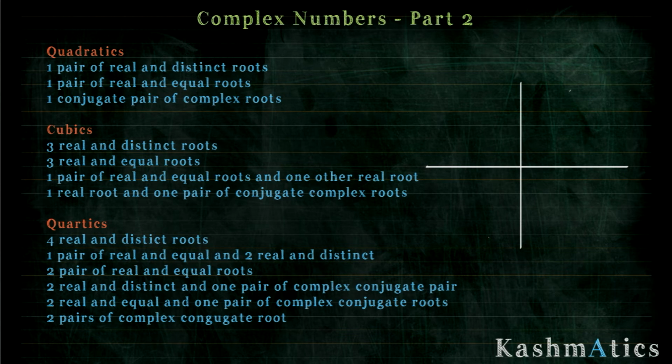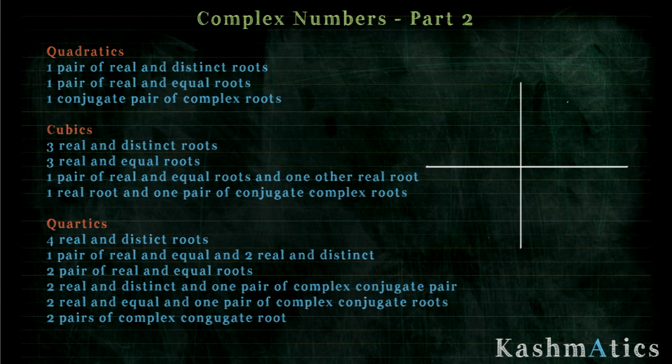Now when it comes to a quartic, you might have four real and distinct roots. So it might go something like this, 1, 2, 3, 4. So they're real and distinct. You might also have four real and equal roots. I haven't got that on the list. So something like that. It's not the best sketch, but you understand what I mean.